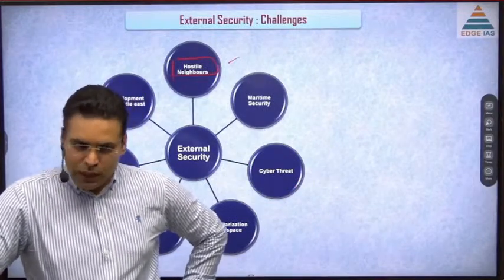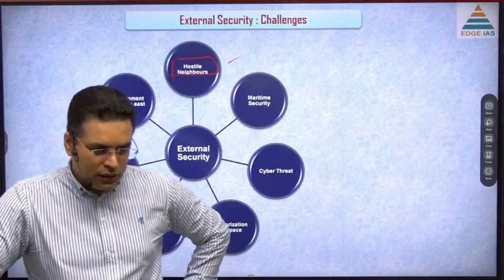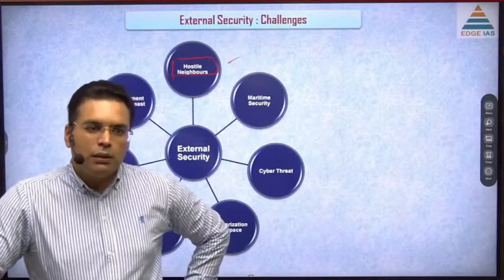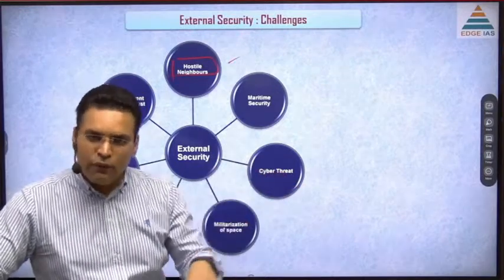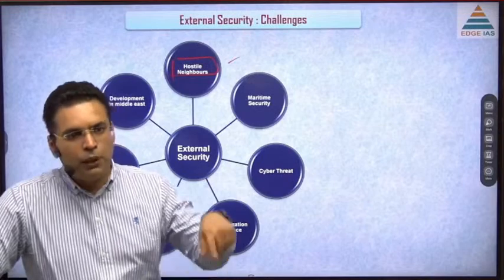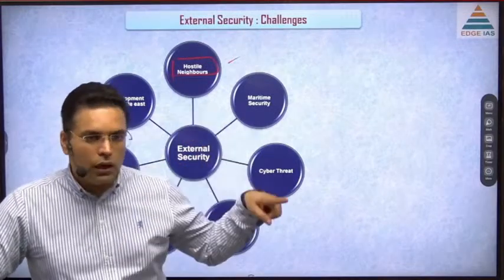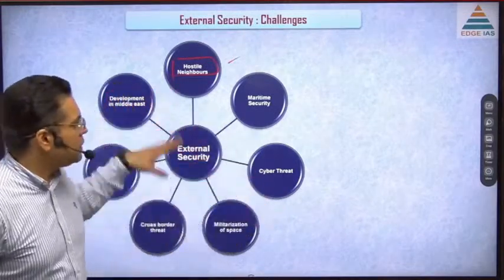Sometimes they'll come close, sometimes they get influenced. So that hostility will create problems outside and that will create repercussions inside, because for that we have to create resources. Now we have to make policing strong, make the military strong. So hostile neighbors is the first.